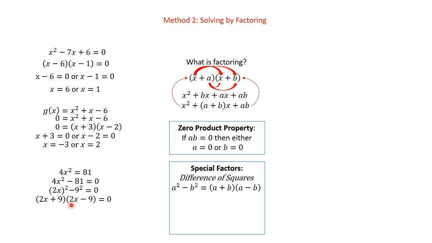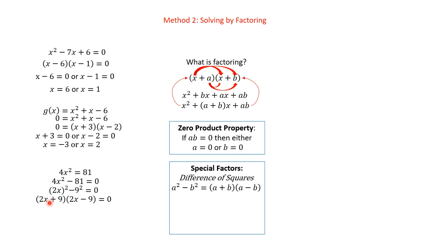Now notice these are the same, except one's positive, one's negative. Because what happens when we multiply? We have 2x times 2x, that's a 2x squared. 2x times negative 9 plus 2x times positive 9, those two cancel each other out. They add to give you 0, which is 0x. And then 9 times negative 9 is negative 81.